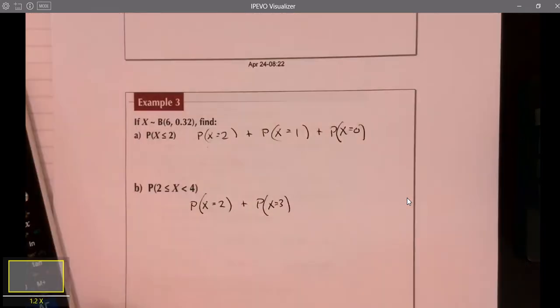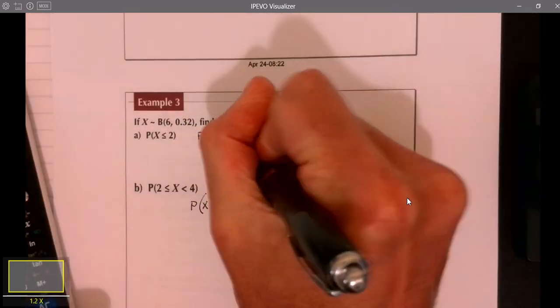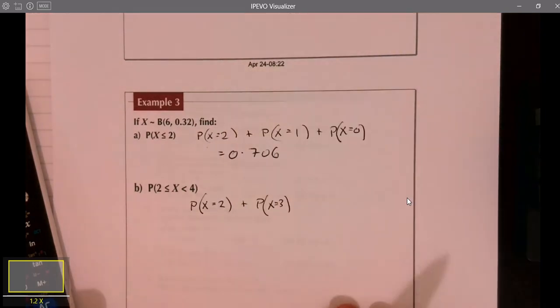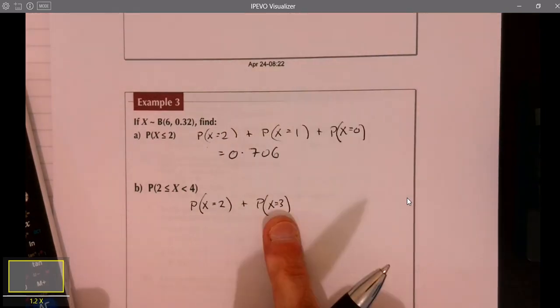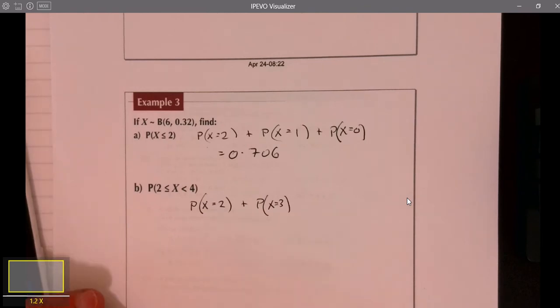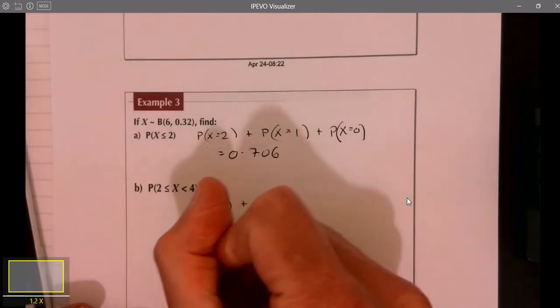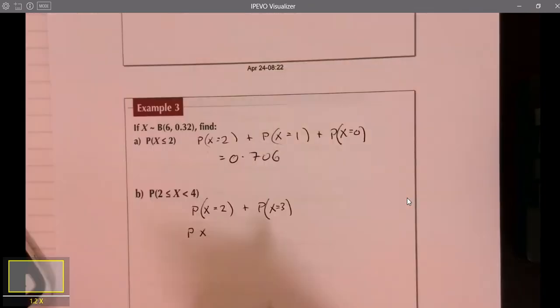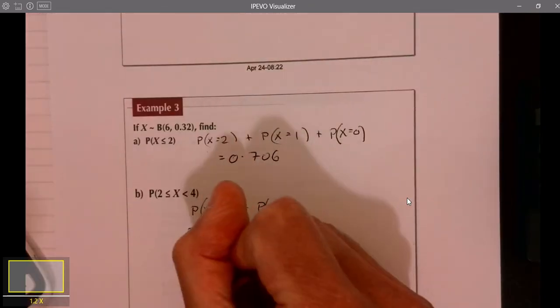0.7064. So the answer there, 706. Okay, this one. There's different ways of doing this. What you could do is, if I'm using this thing, then think of it like this.